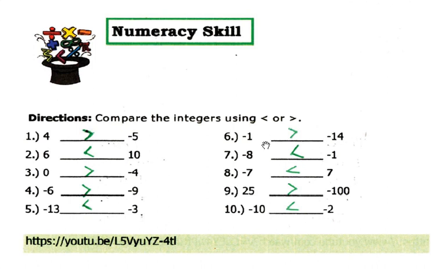Number 6, negative 1 is greater than negative 14. Number 7, negative 8 is less than negative 1. Number 8, negative 7 is less than 7. Number 9, 25 is greater than negative 100. Any positive number is greater than a negative number. Number 10, negative 10 is less than negative 2. This concludes our discussion on this particular module.